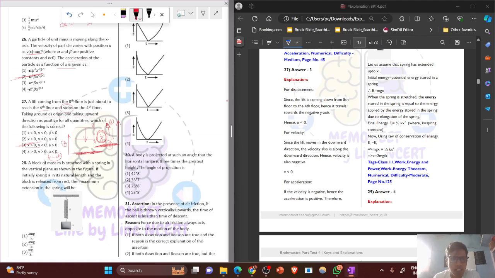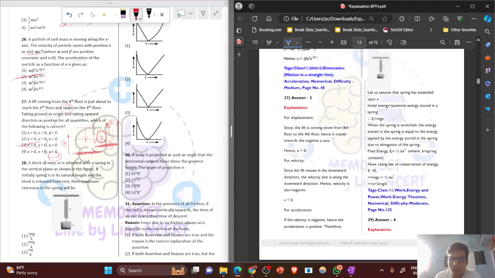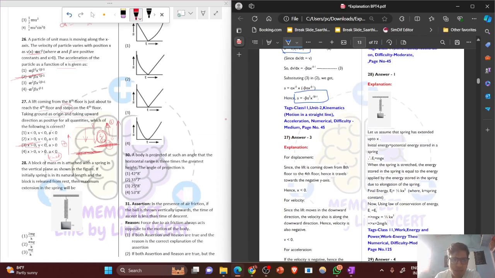So option third will be your correct answer. Now moving ahead to your next question. A block of mass m is attached to a spring in the vertical plane as shown in the figure. Initially the spring is at its natural length. What is the maximum extension of the block? It's simple energy conservation. The block is initially at rest.